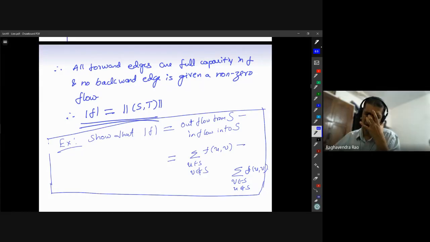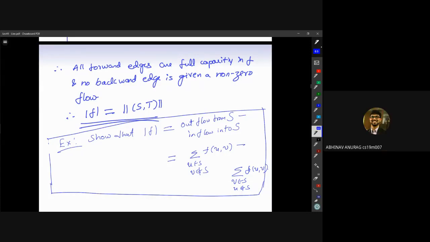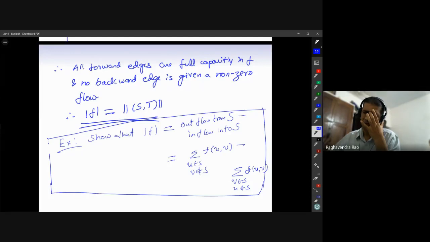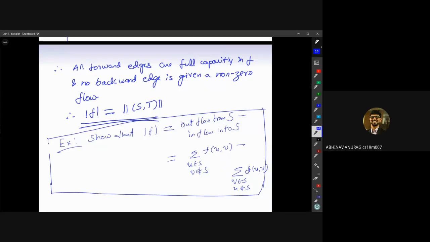No. See, the point is, it could be that there is no forward edge at all, right? So it would have got residual capacity because of a backward edge. Yes, sir. So what you said is not completely true. But if there was a forward edge, then what you said is correct. Okay, sir.